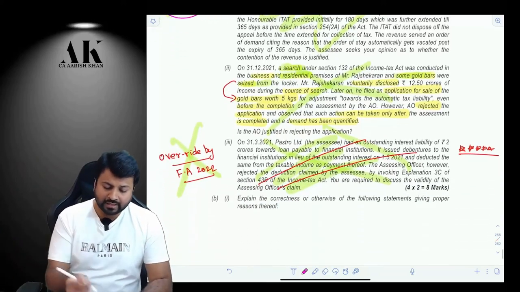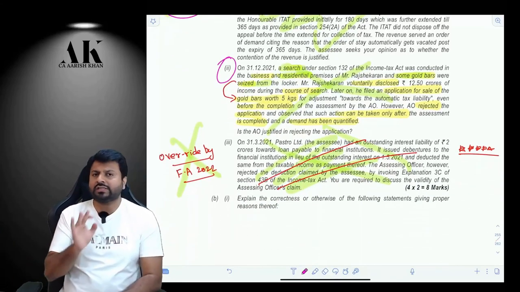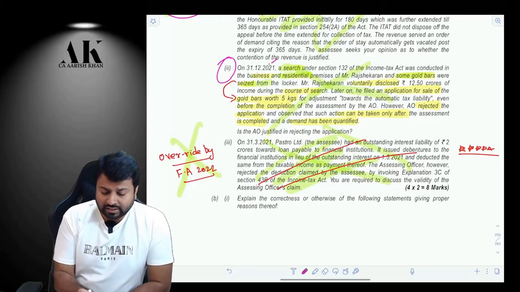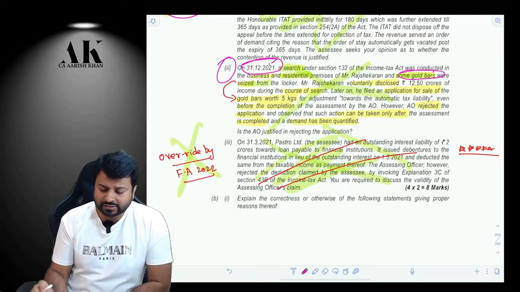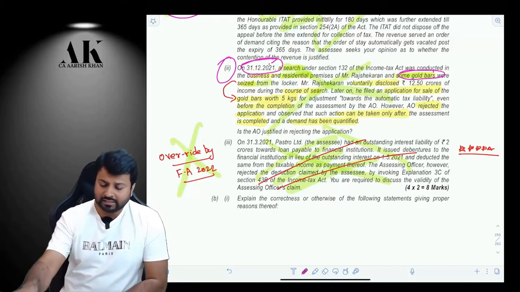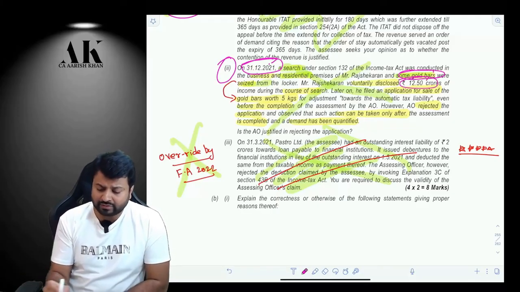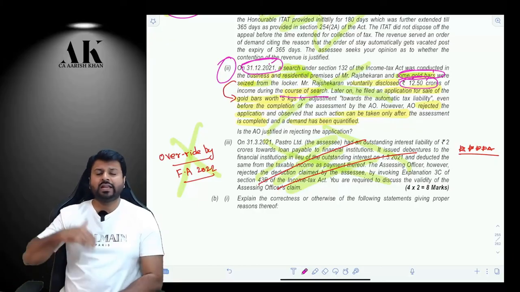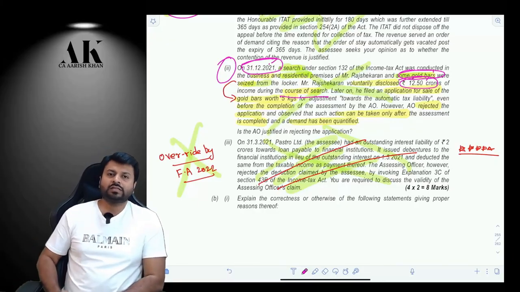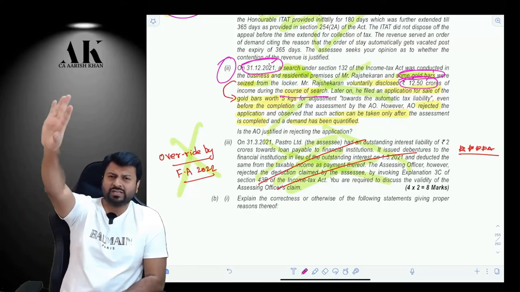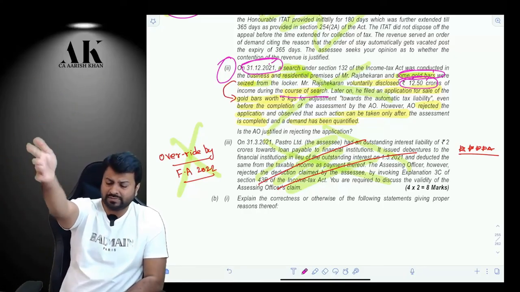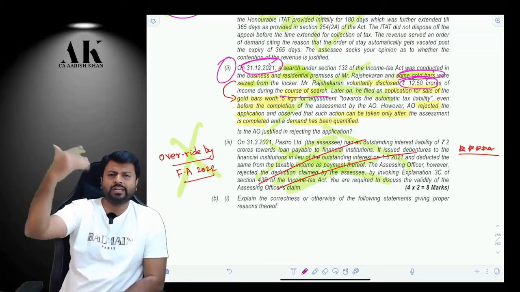Beyond 365 days. Now, the next question is also a good question, which is on search and seizure. Now, on 31st of December, a search was conducted on the SSE and some gold bars were seized from the SSE's locker. SSE after that voluntarily disclosed 12.5 crores in the course of search. Later on, SSE is filing an application saying that whatever my tax liability might come in future, please adjust that much amount from my gold bar and give me the remaining gold bar.